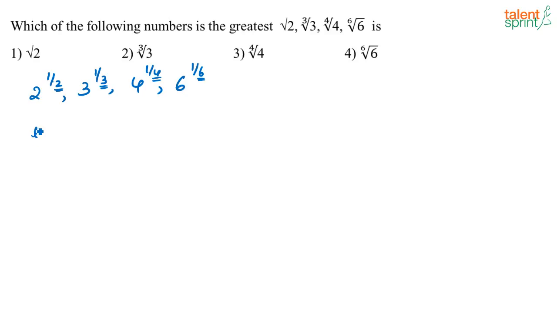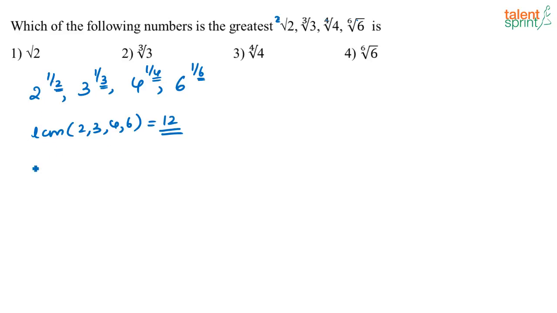So what is the LCM of 2, 3, 4 and 6? LCM of 2, 3, 4 and 6 is 12. So 12 is the LCM. Now what I am trying to do is convert all these surds to the same power. How do I convert that?